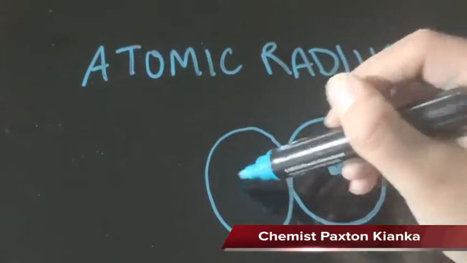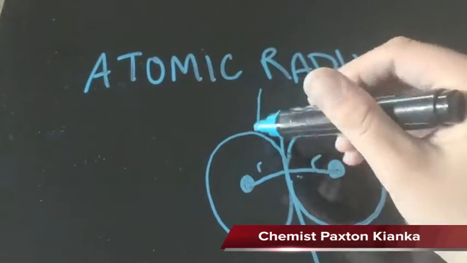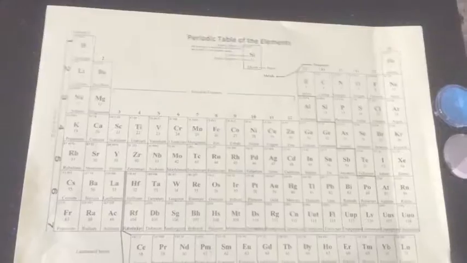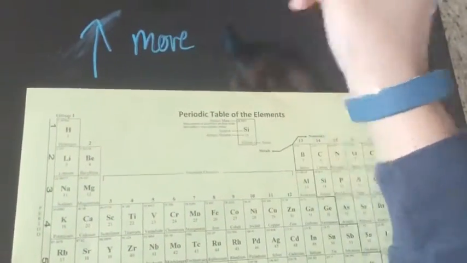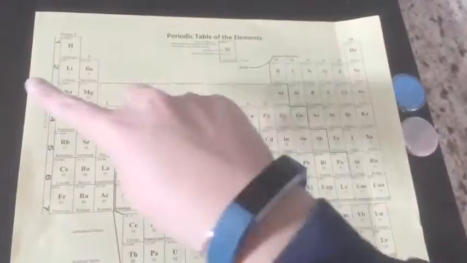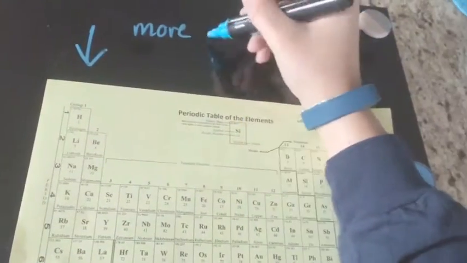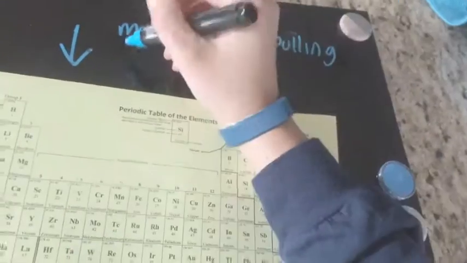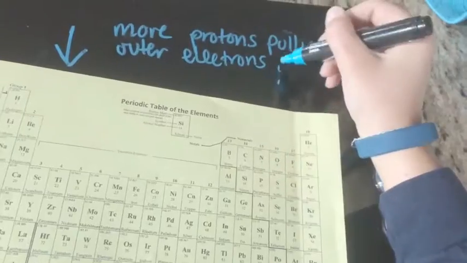The atomic radius measures half the distance between two identical atoms that are bonded. As you go down families, you add energy levels, which makes the atom bigger and therefore the atomic radius. As you go across periods, you add protons, which pulls in the outer electrons more. This causes the atomic radius to be smaller.